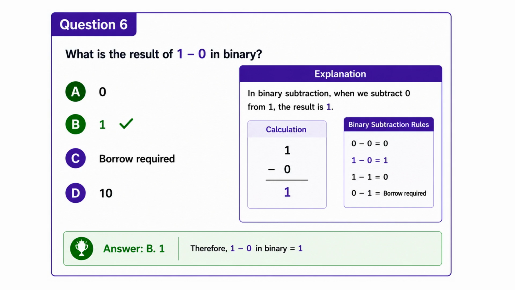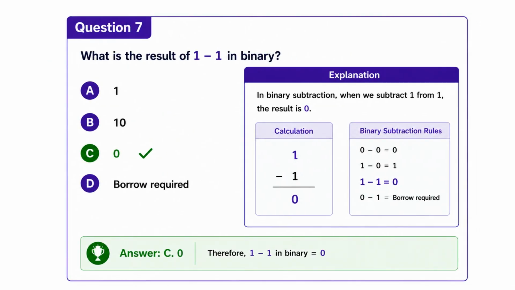Let's solve this simple binary subtraction. What is 1 minus 0? When we subtract 0 from 1, the value stays the same. So the result is 1. No borrowing is needed. Therefore, the correct answer is B. 1.